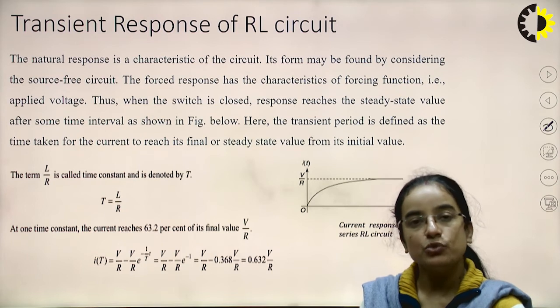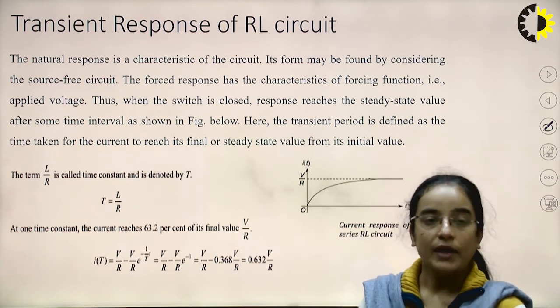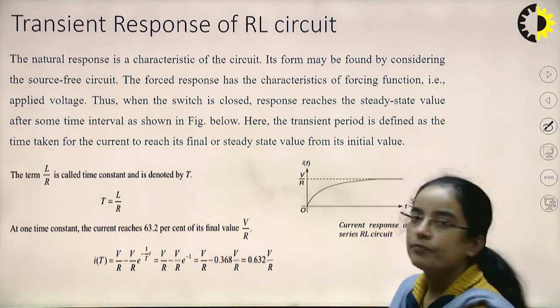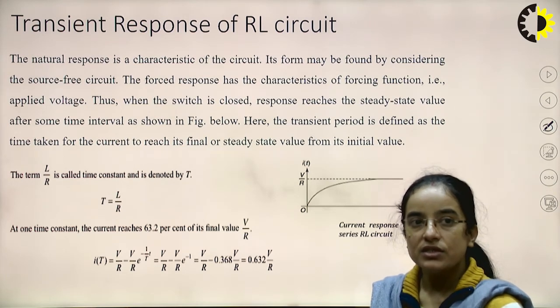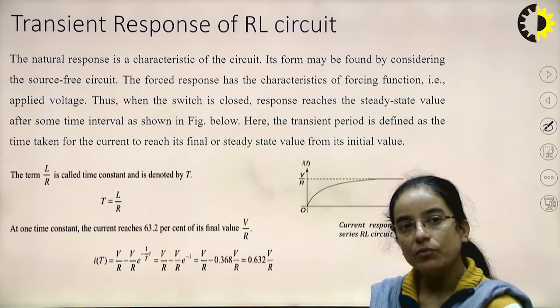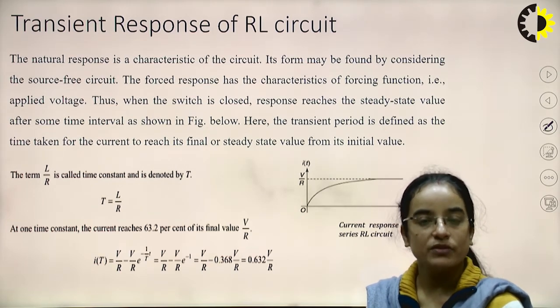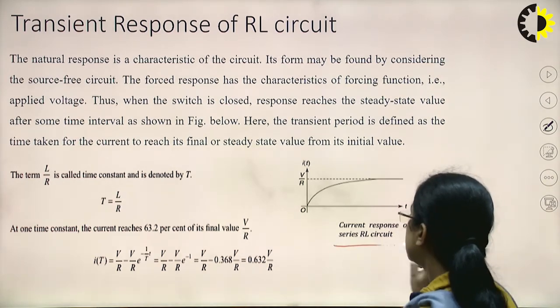Thus when the switch is closed, the response reaches the steady state value after some time interval, as shown below here. The transient period is defined as the time taken for the current to reach its final value, the steady value, from the initial value. So this is the current response of the series RL circuit.